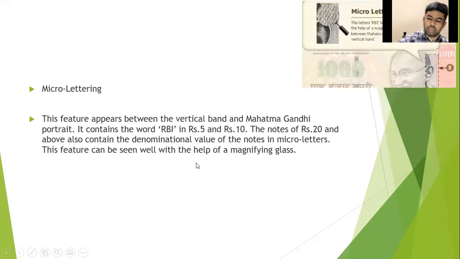Then micro lettering. There is very small lettering that is not visible to the naked eye. This micro lettering contains the word RBI as well as impressions of the denomination of the note. It's a very small piece of writing that is not very visible to the naked eye. You will need some amount of magnification to look at it.